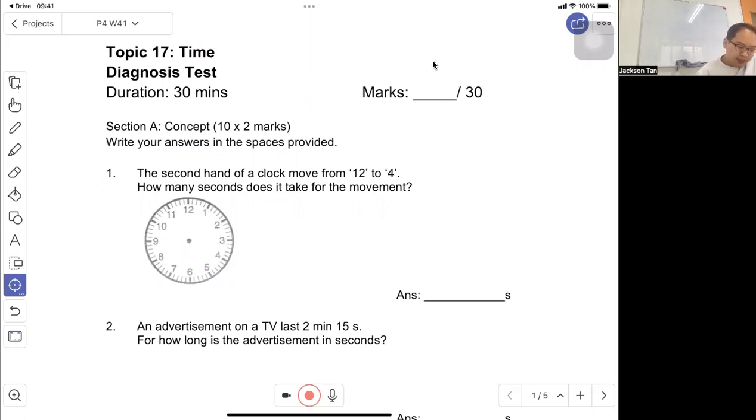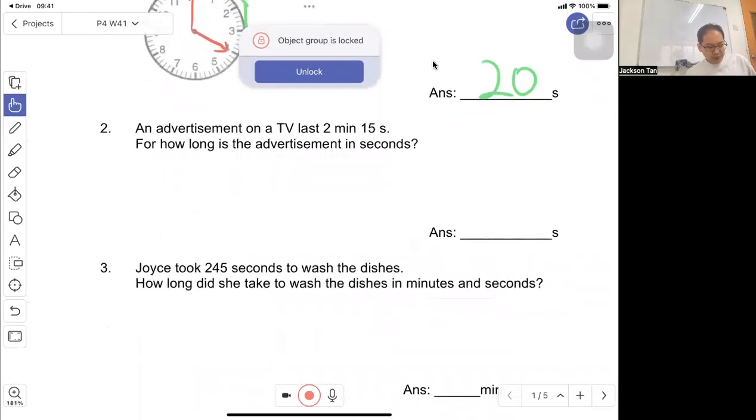So question one. The second hand of a clock moves from 12 to 4. How many seconds does it take for the movement? So from 12 to 4, which right here, number 12, go to number 4. So that is 5, 10, 15, 20, 20 seconds.